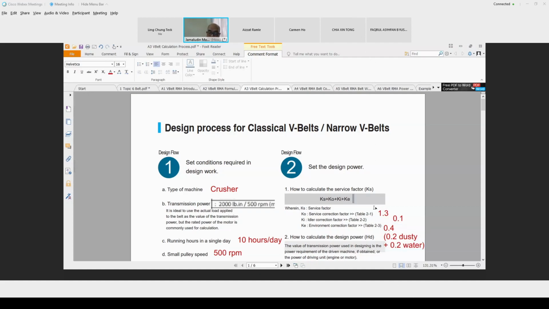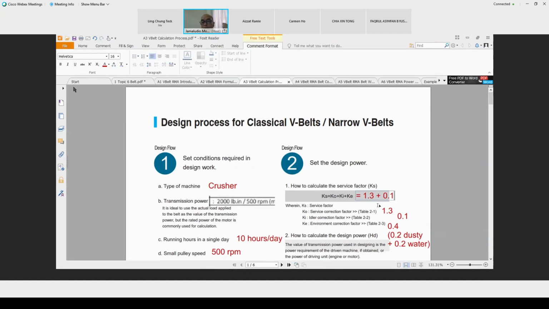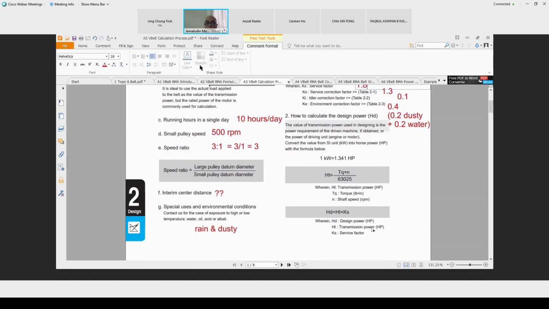Then we just add here the correction factor 1.3 plus 0.1 because the idler position is outside the slack, and 0.4. Okay, that will be 1.8. That means we need to have power 80% larger than the calculated design one. This is going to be your equation.